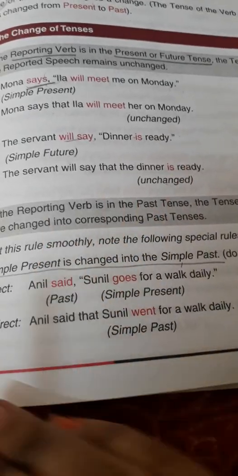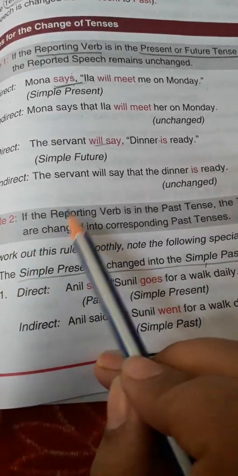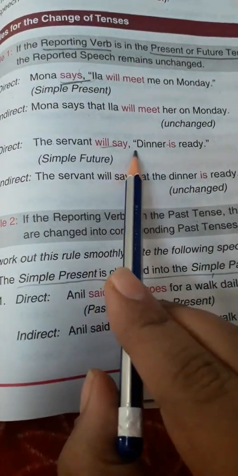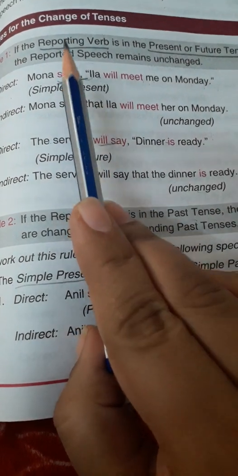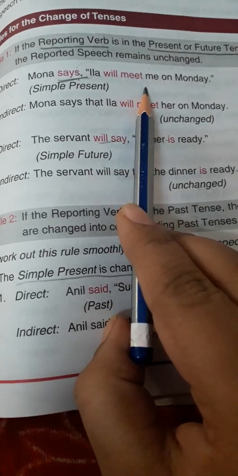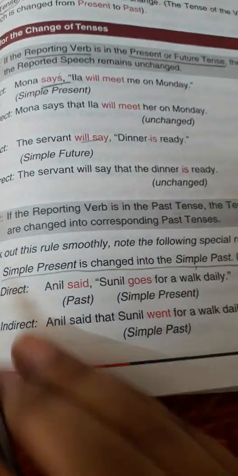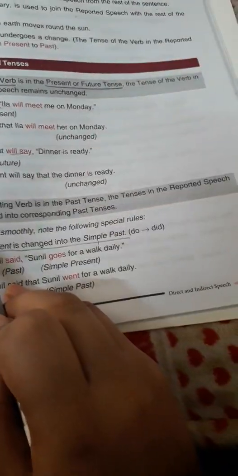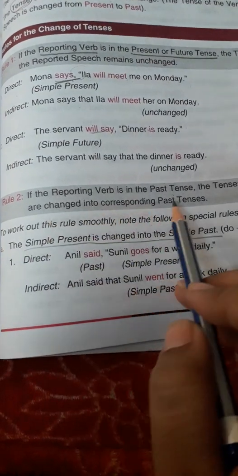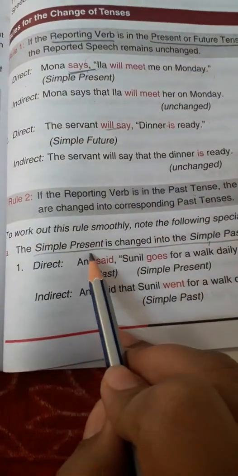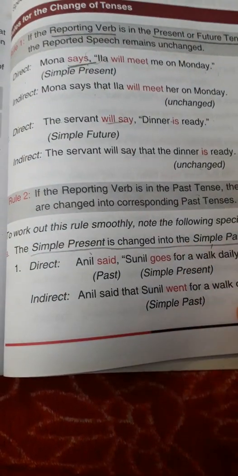Next, here we have to be very attentive, because if the reporting verb is in the past tense, meaning in place of "says" or "will say" we have "said," then the tense of the reported speech will undergo change. If the reporting verb is in the past tense, the tenses in the reported speech are changed into the corresponding past tense.